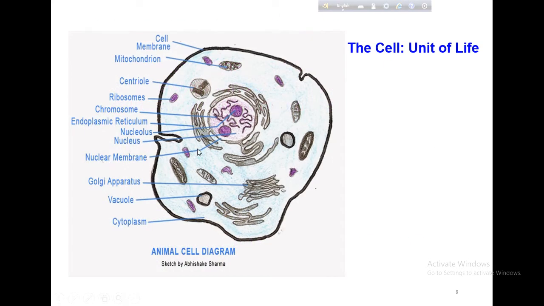nuclear membrane, that protects the nucleus and creates a channel between cytoplasm and nucleoplasm. Golgi apparatus, the protein sorting organelle. Vacuole and cytoplasm, the liquid portion of the cell carrying all the organelles. So now you have had a reminiscence of the functions of the animal cell. Now let's proceed forward.